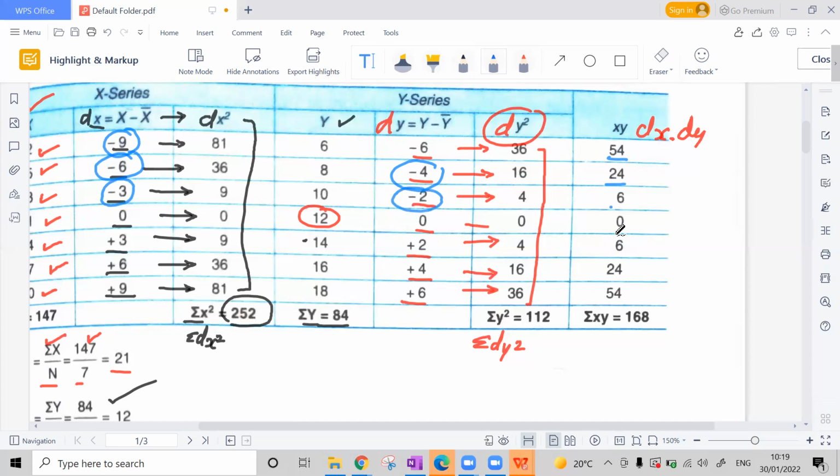Then 0 multiplied by 0 will give me 0. Then 3 multiplied by 2 will give me 6. Then 6 multiplied by 4 will give me 24. And 9 multiplied by 6, again 54. After calculation of dx dy, do the addition of dx dy. Do that, everyone. Once you do, please intimate me, then I will move further.